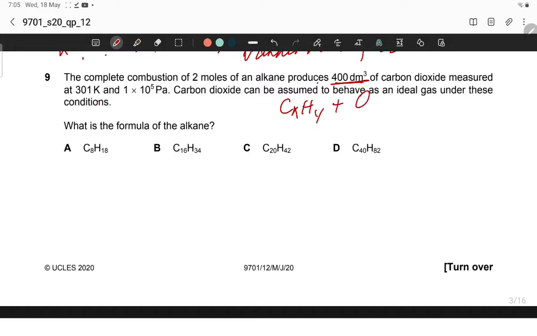CxHy plus oxygen to form carbon dioxide and water. PV is equal to nRT.